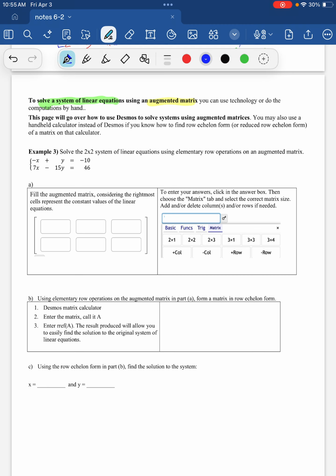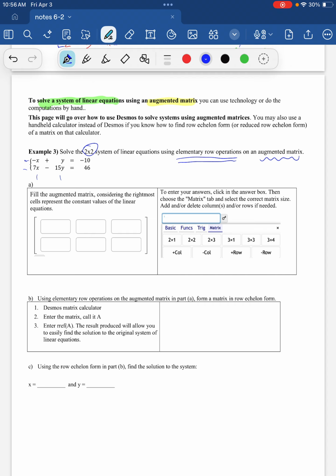So example 3, we've got this system. It's got 2 equations and 2 variables. That's why it's called a 2 by 2 system of linear equations. We're going to use elementary row operations on an augmented matrix. When we do this by hand, it's called elementary row operations. Doing it by hand is not required for this class. It's possible to do that, but it's not going to be required.